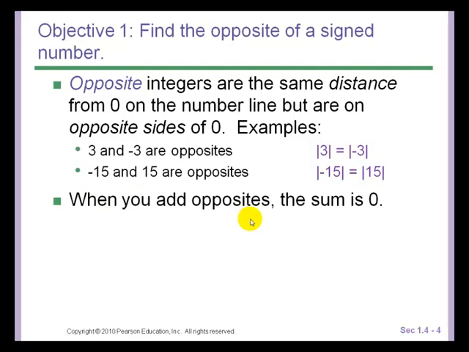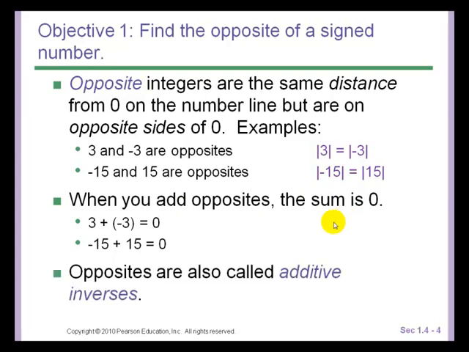When you add opposites, the sum is always 0. So if we add 3 plus -3, that's 0. If we add -15 plus 15, that is also 0. We will use this rule a lot when we start getting into algebra. So make sure you remember that when you add opposites, they're always going to add up to 0. Lastly, opposites are also called additive inverses. This word opposite and this phrase additive inverse are identical. They mean the same thing and can be used interchangeably.